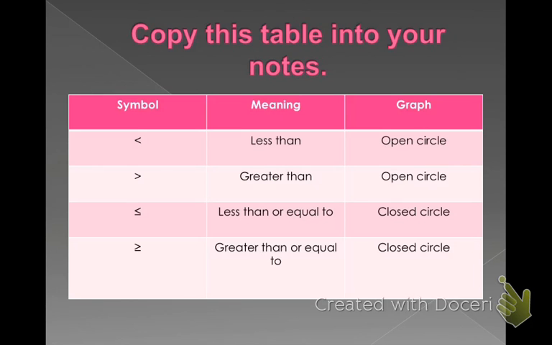So you need to copy this down into your notes. If it's the symbol meaning less than, when we graph it, we will use an open circle because that number is not considered part of the solution set. If it is greater than, it's an open circle as well, not included in the solution. However, less than or equal to, we use a closed circle to show that that number is part of the solution, and a greater than or equal, a closed circle to show that number is part of the solution.